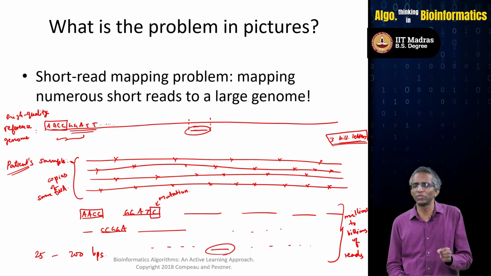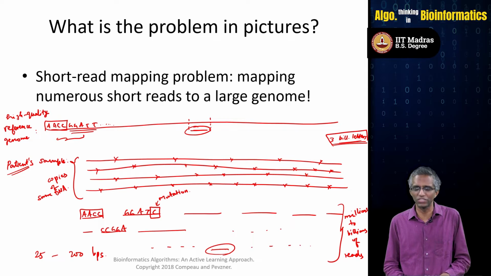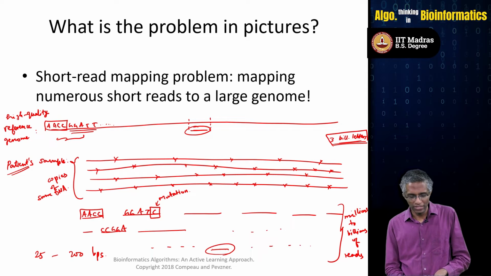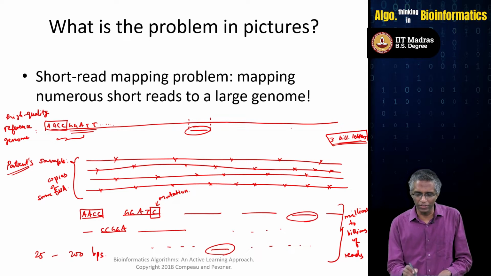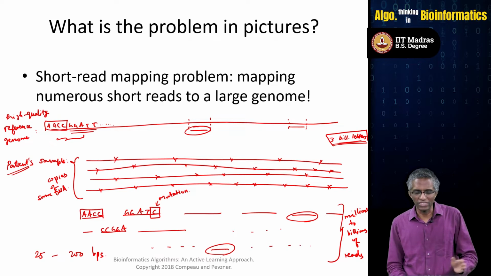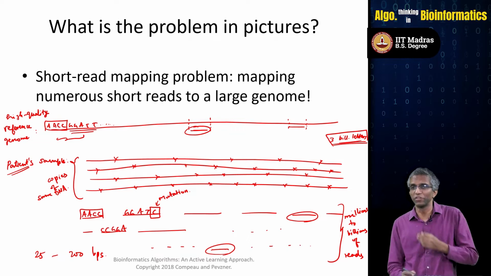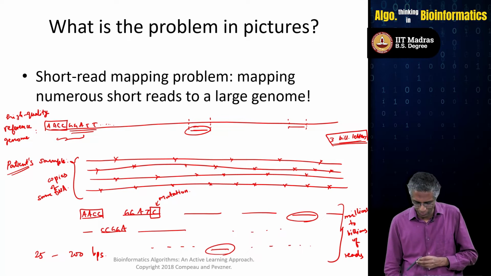either exactly or with some small mismatches, which are the mutations in the particular patient, right? So for each of these reads, you need to figure out where in the genome it comes from by scanning through the whole genome or using some efficient procedure. Okay, that is the problem in pictures.